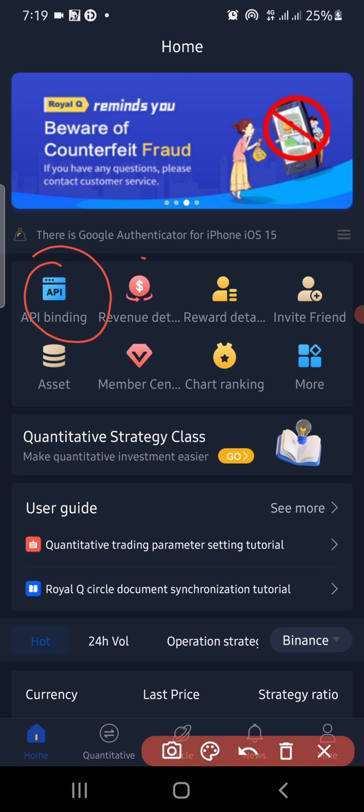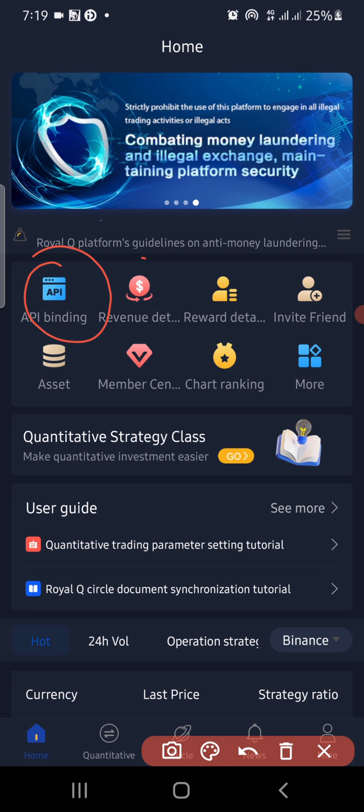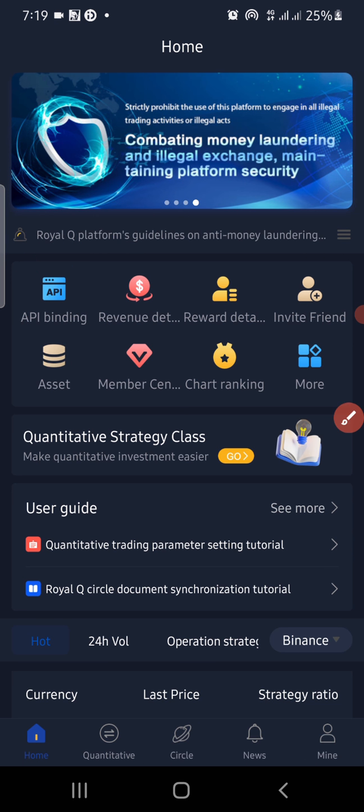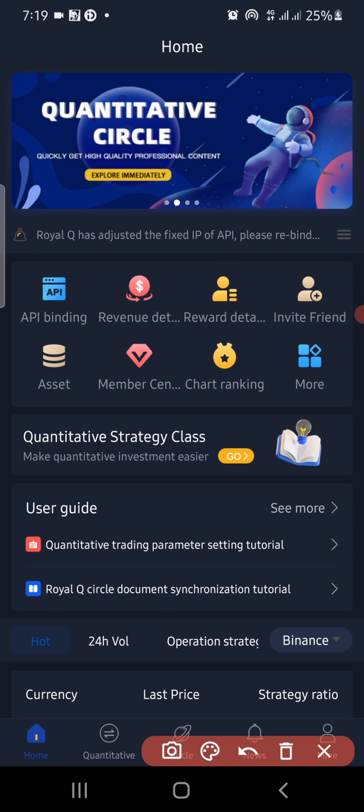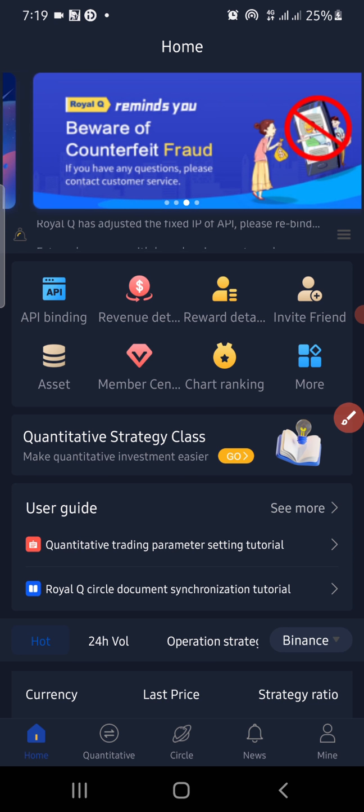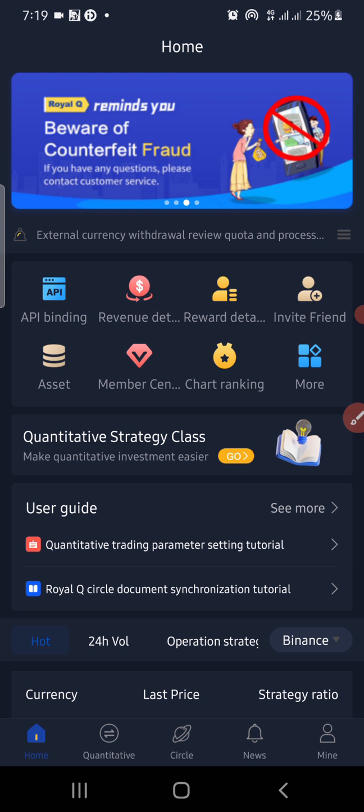So I've done a video on that already, how to bind your ROYALQ to your Binance wallet. So second feature here is revenue details. So when you click on revenue details, you will see your profit for the day and your cumulative profit.